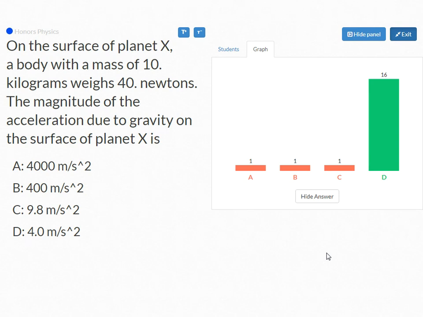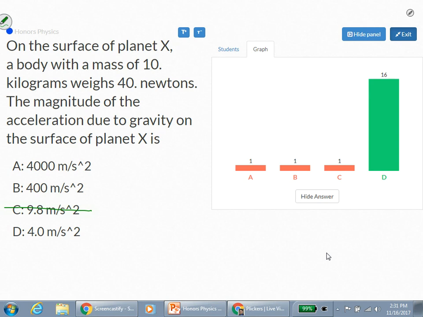Sometimes it's helpful to put yourself in the shoes of the person that came up with the question, because you can cross out answers you know aren't true. So for example, as soon as I see "on planet X," I go, oh, well, it's not going to be 9.8. We're not on the Earth anymore, right? So I've at least crossed out one answer, and even if I have to go back and guess on this, now it's 1 out of 3 instead of 1 out of 4. Right? Always going to be a good strategy if you can use it.